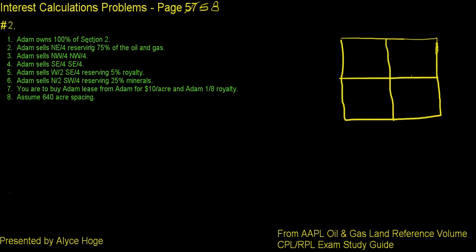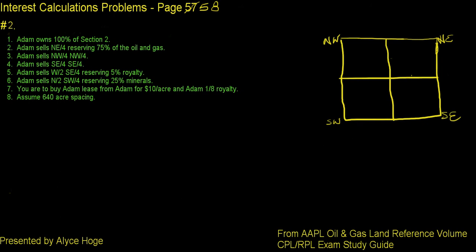Okay, so Adam owns 100% of section 2, and we're just going to presume this is section 2. Now, the first thing I do whenever I have a problem like this is I go ahead and put my corner markers, and sometimes I even think about this being the United States just to make sure I'm oriented correctly. So this would be the northeast, that's going to be in New York. This is going to be the southeast, that's going to be Florida. This is going to be the northwest, that's going to be the state of Washington. And this is going to be the southwest, that's going to be California. That's just a little trick that I use. I don't know if that would be helpful to you or not, but just to give you an idea.